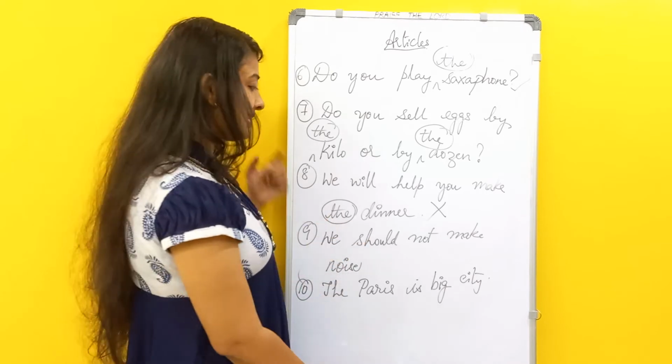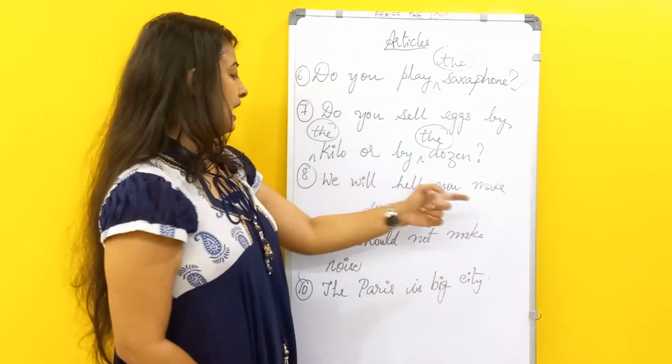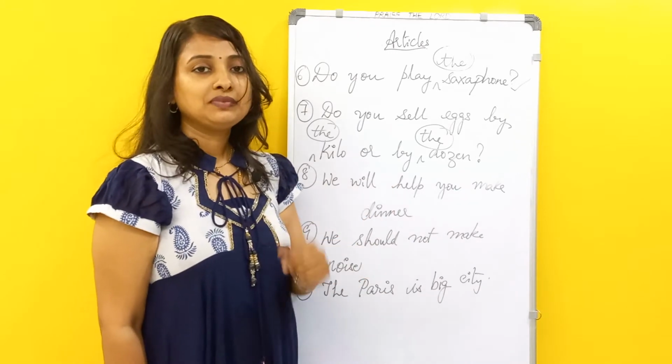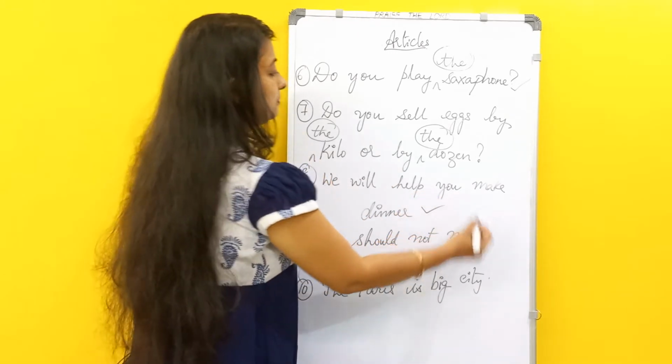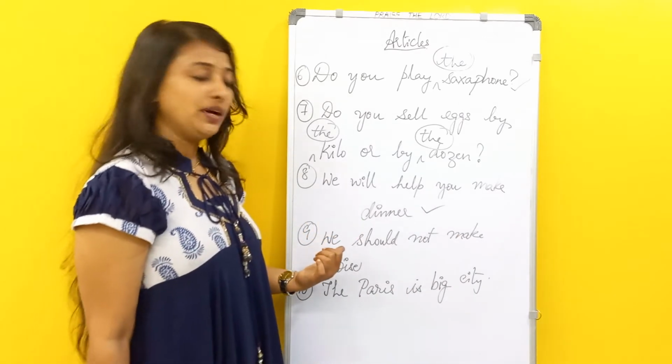Now, what is the correct sentence? This will become correct like this: We will help you make dinner. So, then it is correct. Then it becomes correct. Next one.